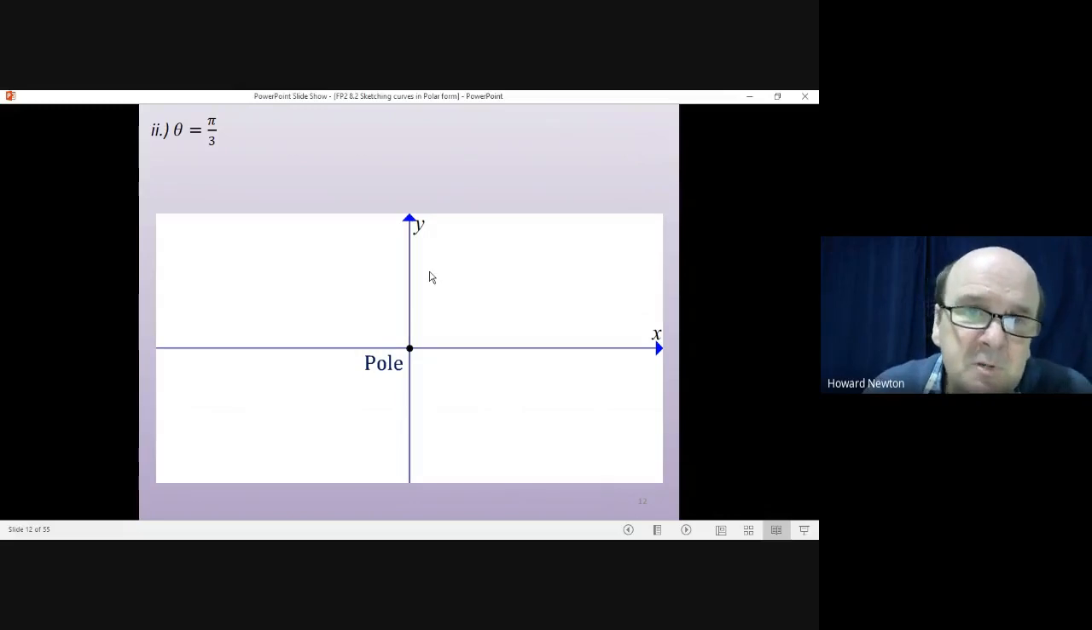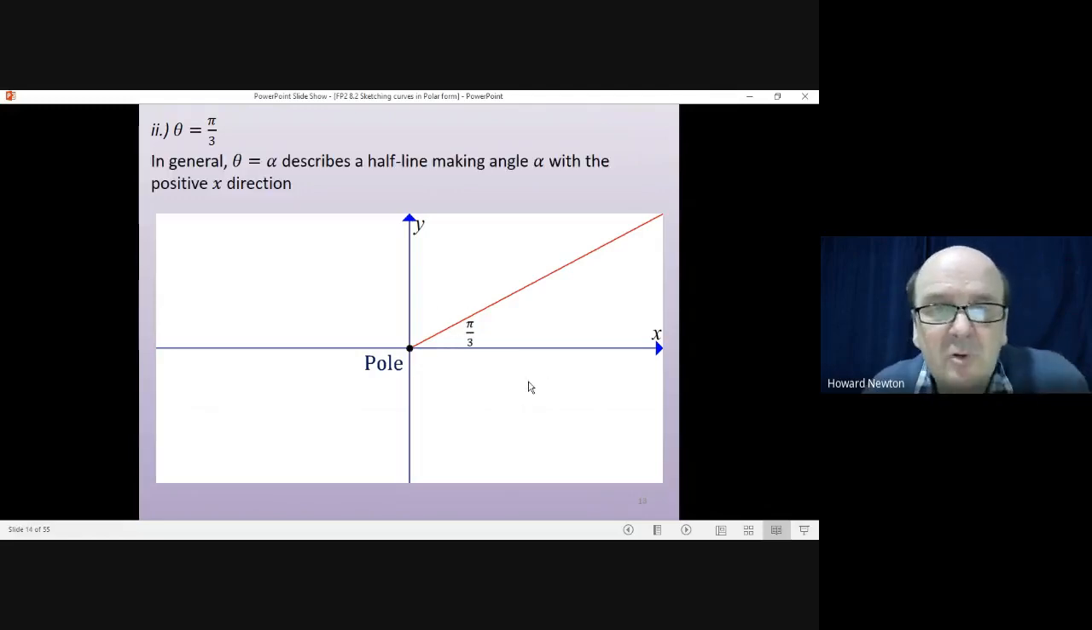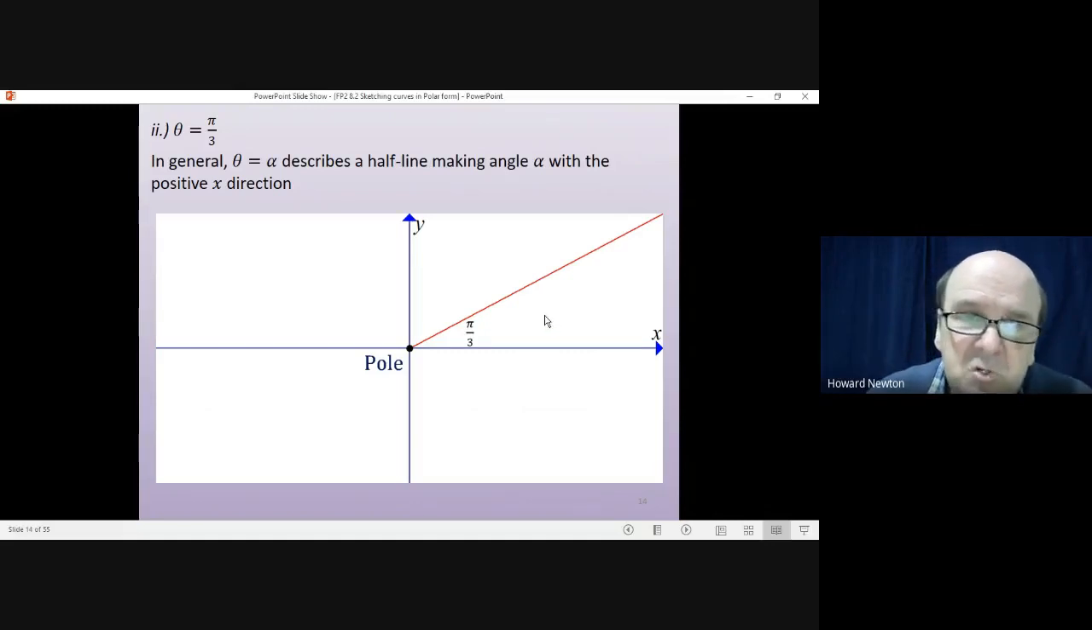The second question, theta equals pi by 3. What is that saying? Saying there's a point, and if you join that point to the pole, the angle between the line and the positive x direction should be pi by 3 radians. So the point could be anywhere on that line where the angle between the line and the positive x direction is pi by 3. Now you'll notice it's a half line, so it doesn't go this side of the pole, it begins at the pole and then heads in the angle given. And in general, theta equals alpha describes a half line making an angle of alpha with the positive x direction.